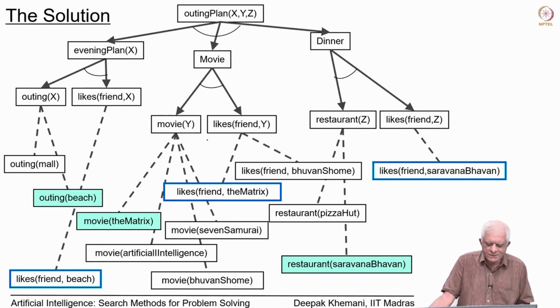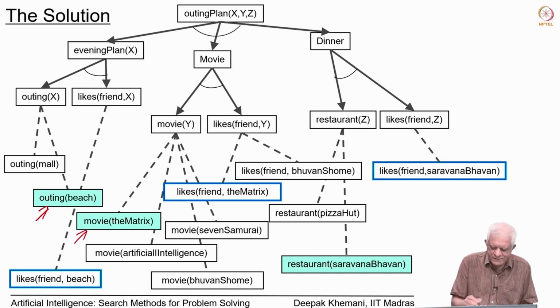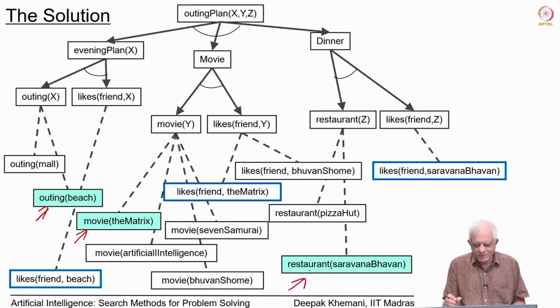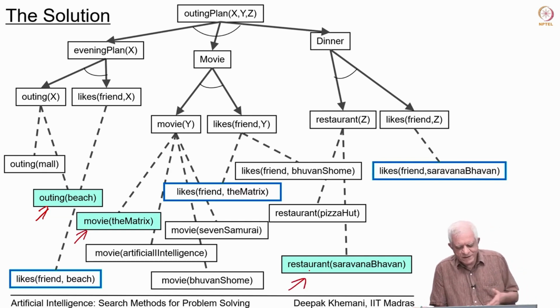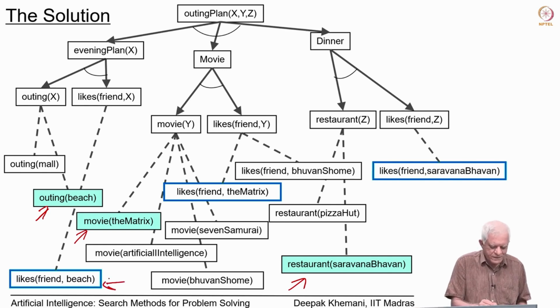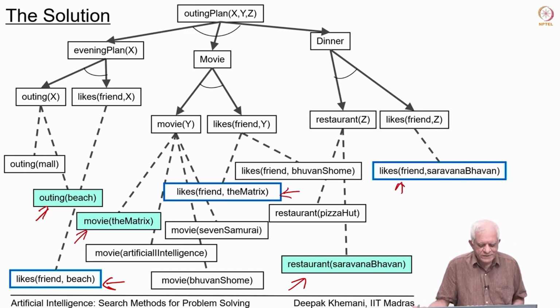So, this particular solution is that the three cyan colored boxes are the three components of the solution, which says that the outing is the beach, the movie is the Matrix, and the restaurant is Saravana Bhavan, and the three other blocks here with cyan edges simply say that all these three things your friend is agreeable to go along with essentially.